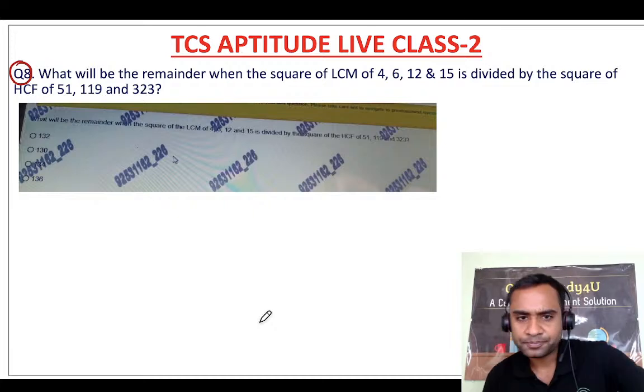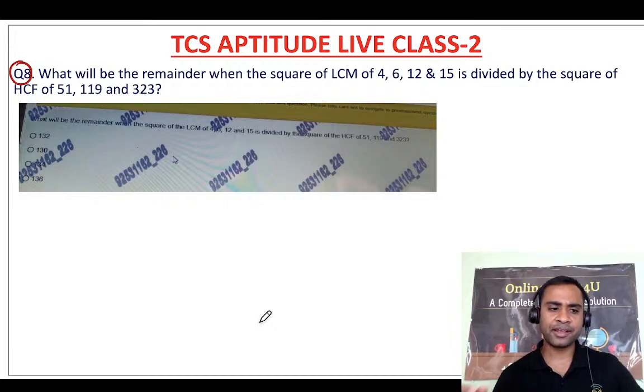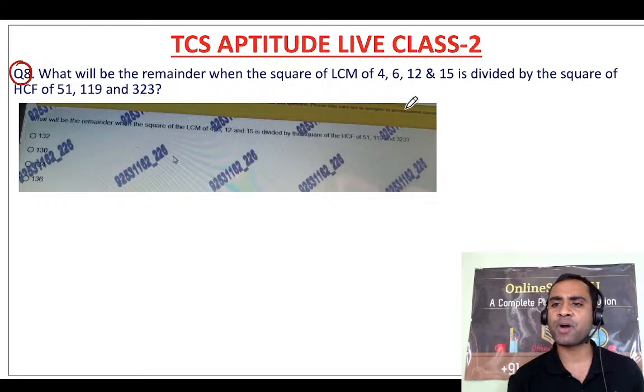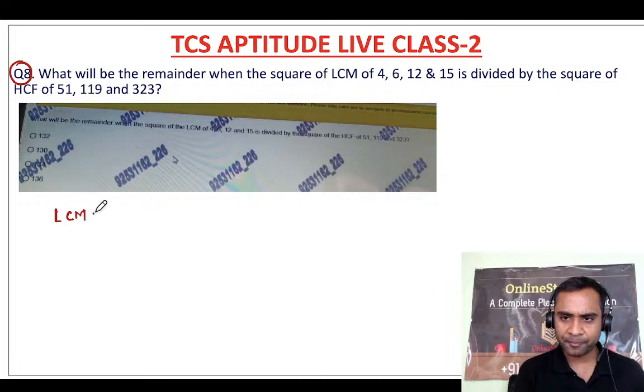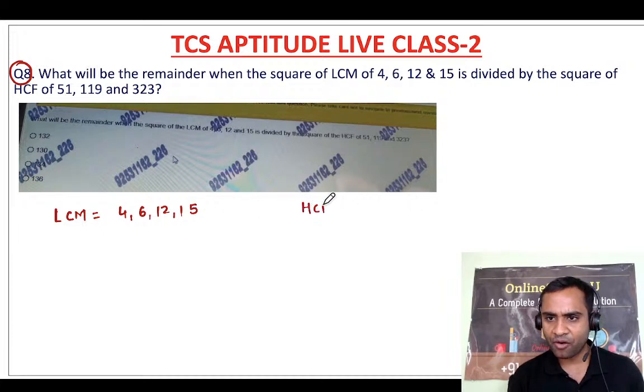So they're asking what will be the remainder when the square of the LCM is divided by the square of the HCF. So let us first calculate the LCM of 4, 6, 12, and 15, and here the HCF of 51, 119, and 323.